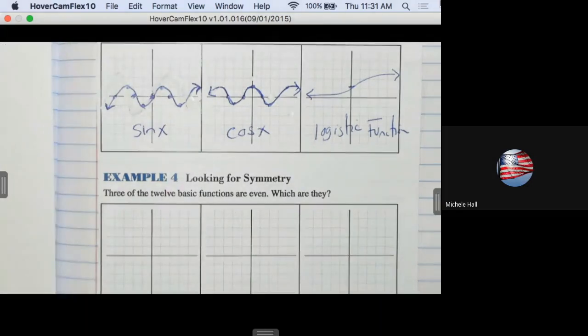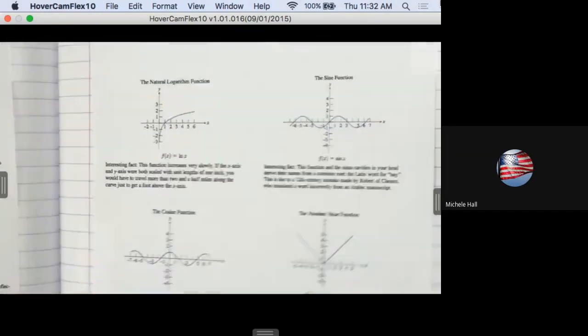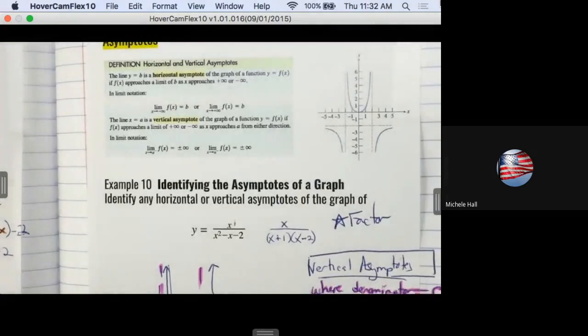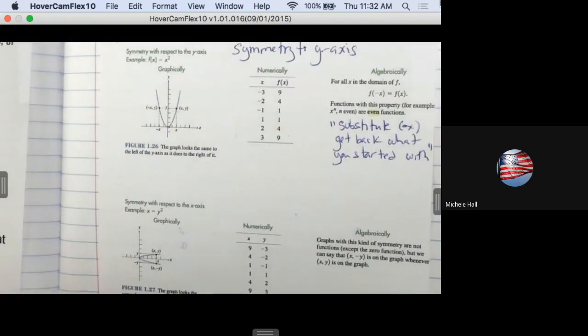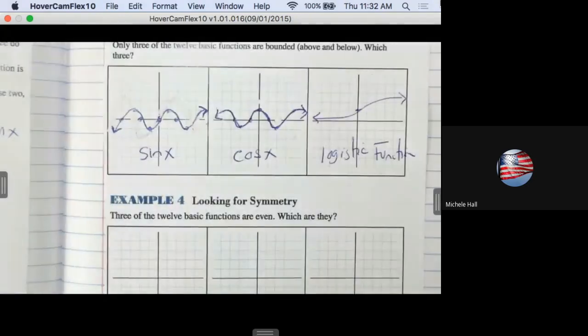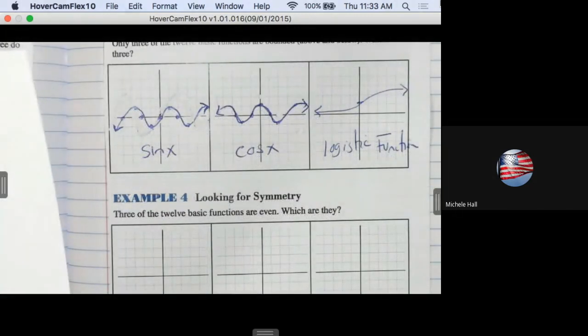All right, example 4, looking for symmetry. 3 of the 12 basic functions are even. Which are they? Looking for symmetry. Even. Remember that it says that you are going to have symmetry to the y-axis if it's even. You could also have symmetry to the x-axis, but it's not a function when it's going that way. So does that one have symmetry to the y-axis? That's what it said if it was going to be even.